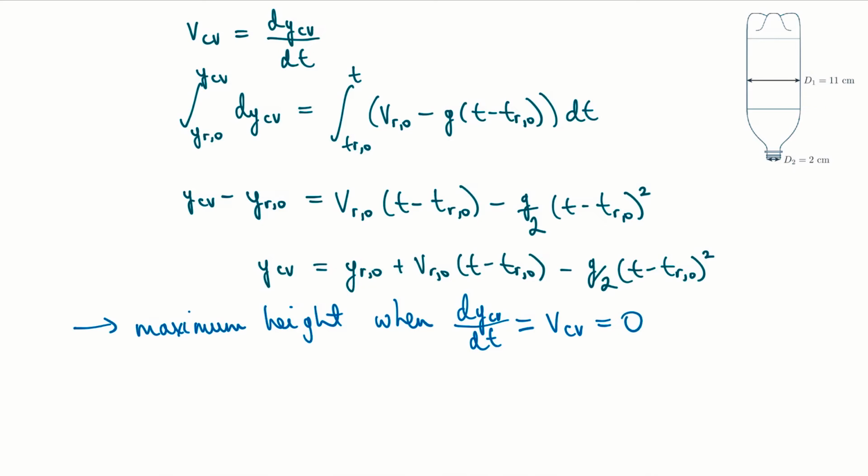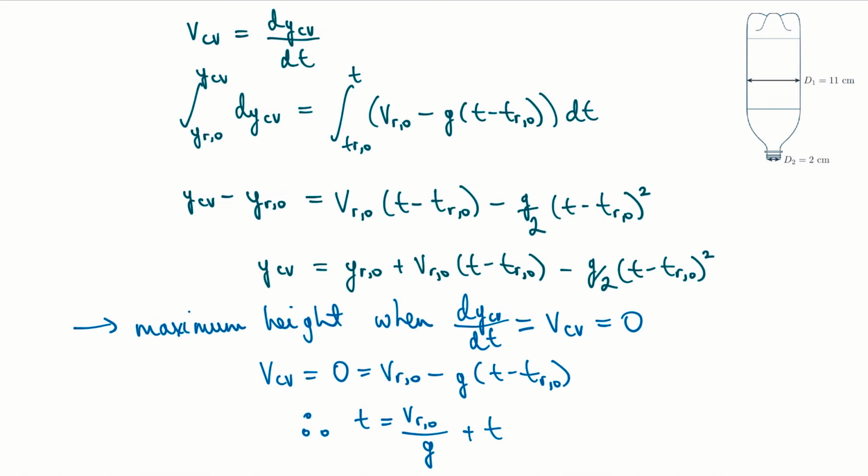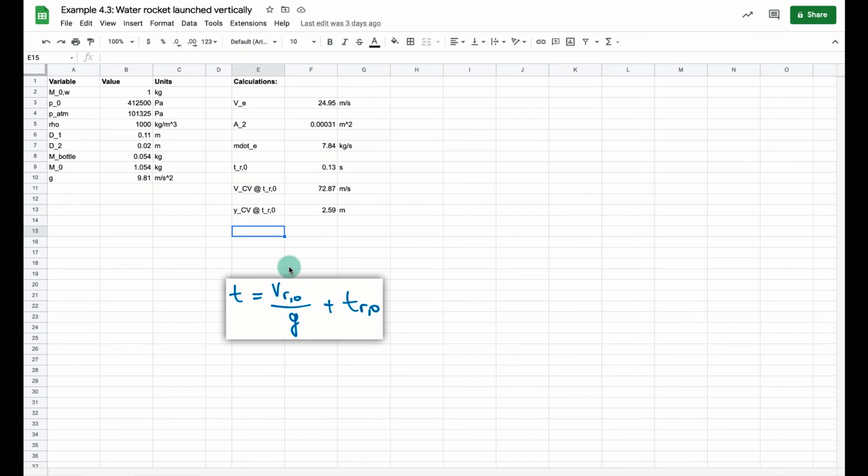And that makes intuitive sense too, right? Because when the velocity is positive, we still have the rocket climbing up into the sky. Then the velocity hits 0 the moment right before it starts to go negative again and drops back down. So that 0 velocity point is our maximum height. So let's do that. Now we can rearrange this to figure out what time our maximum height occurs at. Okay, so let's go into the spreadsheet and plug that in.